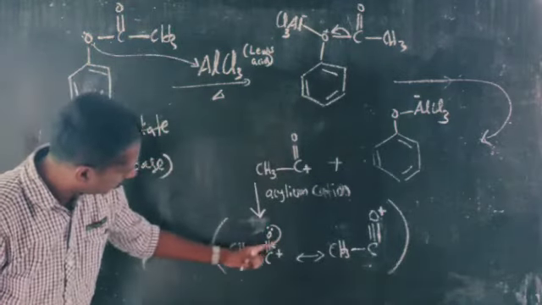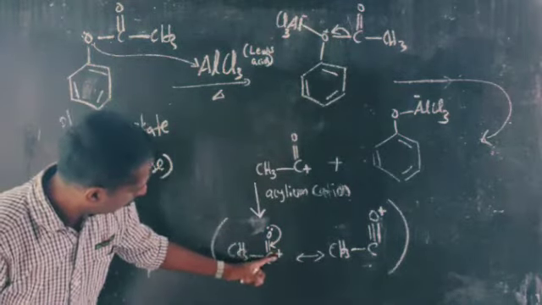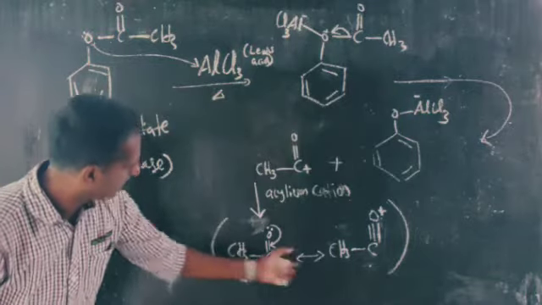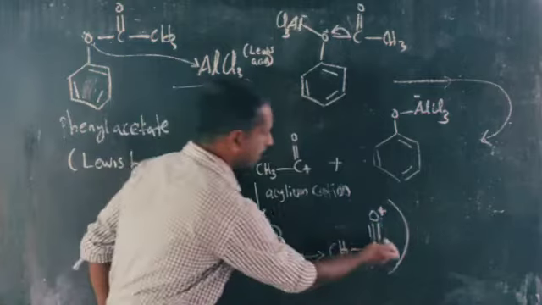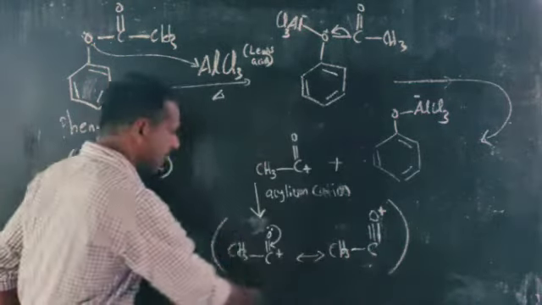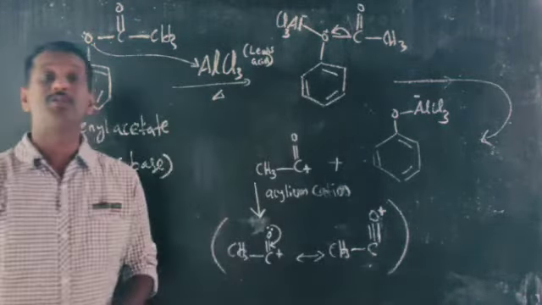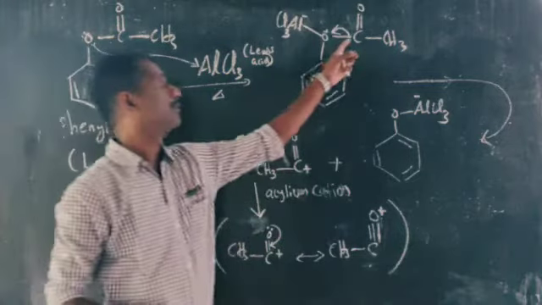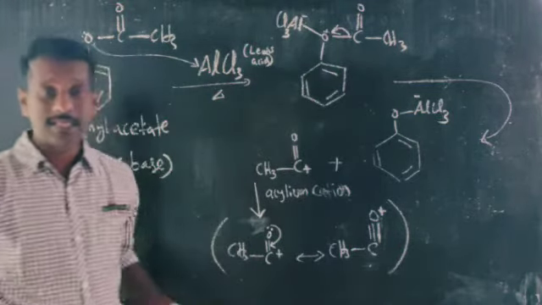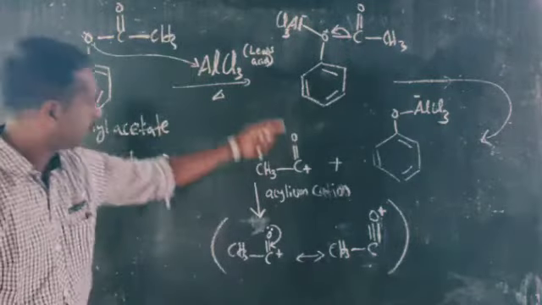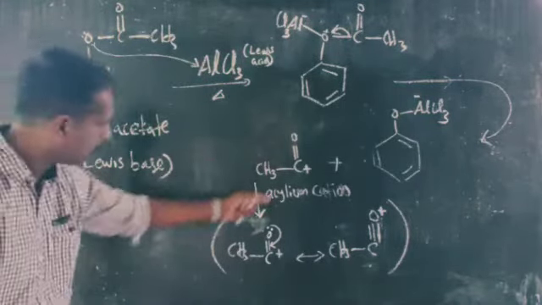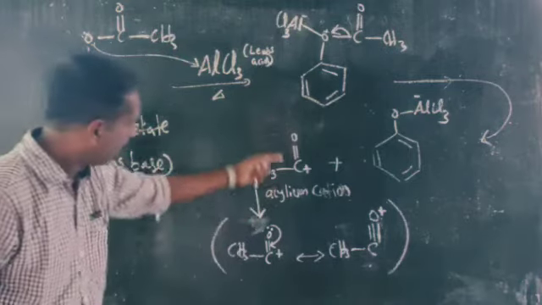Look at it here. This lone pair of electrons is shifting to here. Therefore, the positive charge on the carbon atom is removed, and you get a positive charge on the oxygen. Again, this will go back again. That means this acylium cation can be stabilized by resonance. That is the reason why this bond is breaking, because after breaking, the acylium cation is forming and it can be stabilized by resonance. So this is the beginning part of this mechanism.